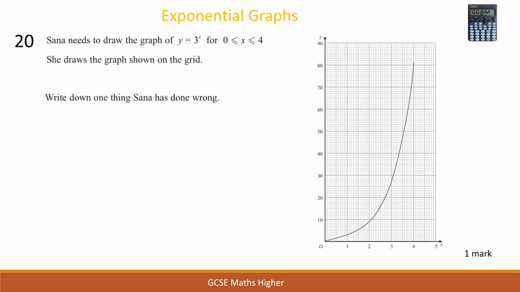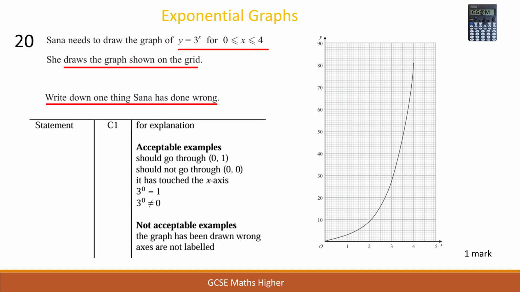This is a question on exponentials. Okay, I'm just going to show you the keywords in the question, so the equation of the graph, and you can see it's drawn on the grid, and you've got to write down what this person has done wrong. What did they do wrong in this question, and it's worth 1 mark. Press pause, have a think about it, and then press play when you know what the answer is.